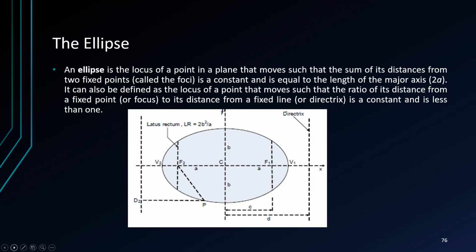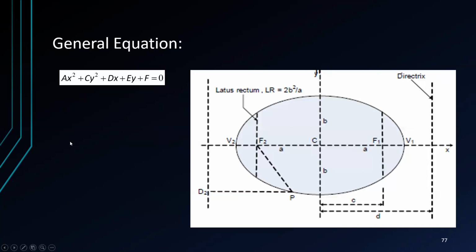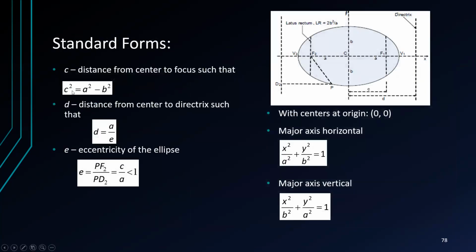So ito yung mga nomenclature, makikita mo dyan, mga symbols. Latus rectum, meron din siya, 2b squared over a. Then directrix, focus, f, vertex, v. So the general equation is ax squared plus cy squared plus dx plus ey plus f. Standard form, let us see distance from center to focus such that c squared is equal to a squared minus b squared. Ito.